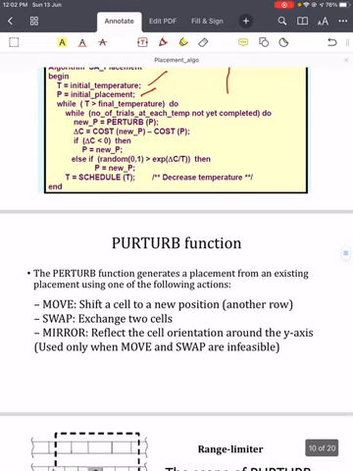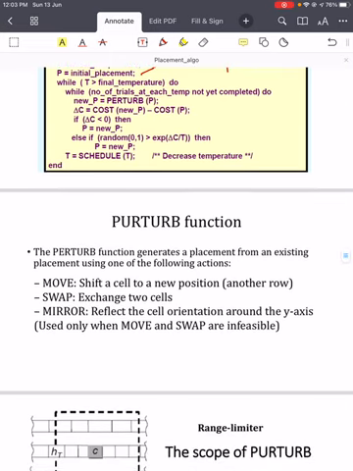Now let's see what the part of function is in the case of TimberWolf. The part of function generates a new placement from an existing placement using one of the following actions. We usually select the first two actions, the move and swap actions, randomly. If the first and second actions are not feasible, then we go for the third action, called the mirror action.